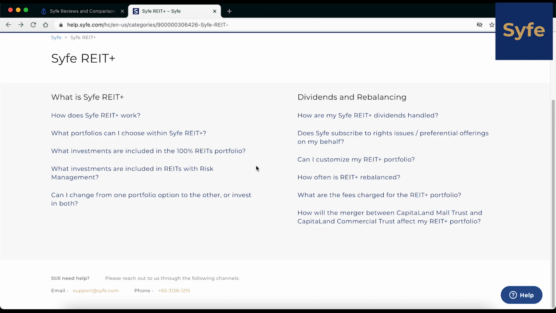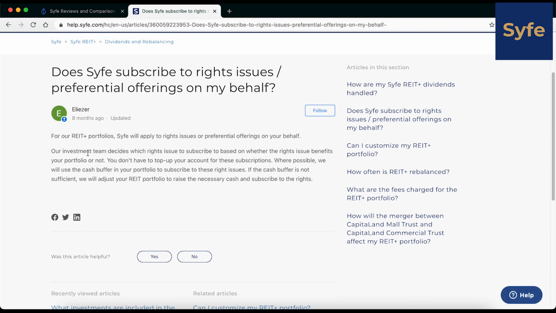Actually, my other question is regarding the dividends and the rights issue. So they did address the rights issue. So let's say if the REITs actually issue rights, are they going to subscribe or not? And do they subscribe in excess? The investment team decides which rights issue to subscribe to and whether the rights issue benefits your portfolio. So they will decide for you. You don't have to decide. You don't have to top up as well. Wherever possible, they will use the cash buffer to subscribe. And if that's not enough, they will adjust your REIT portfolio to raise the necessary cash. Does that mean they want to sell my portfolio? Okay, never mind lah.